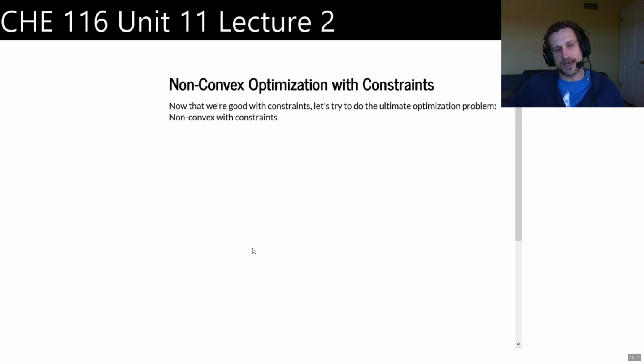So that is basically constraints. Okay. So we can do constraints in minimization. We can do constraints in n dimensions.